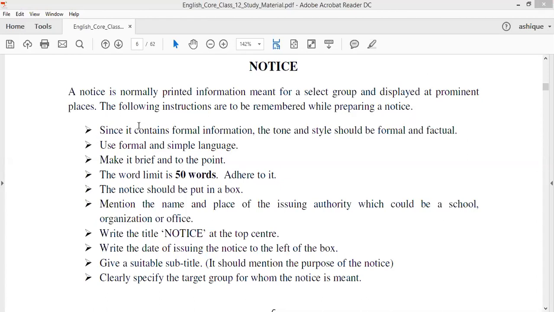Point number one, definition: a notice is normally printed information meant for a select group and displayed at a prominent place.